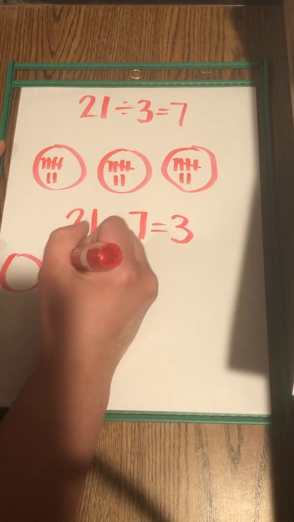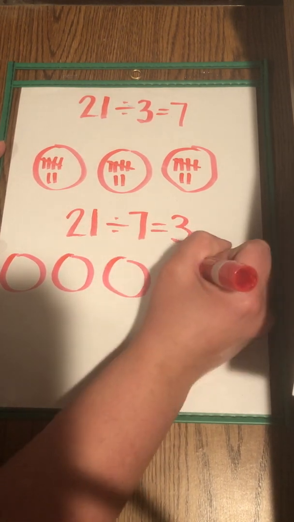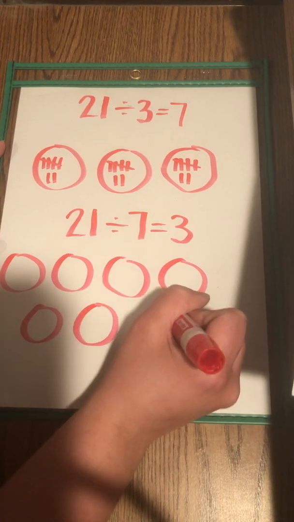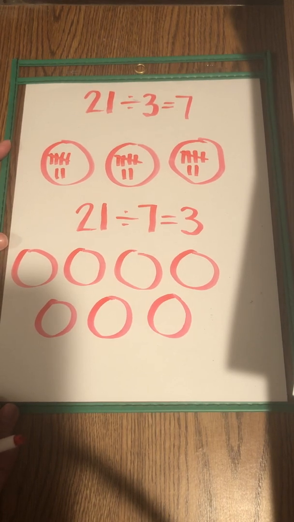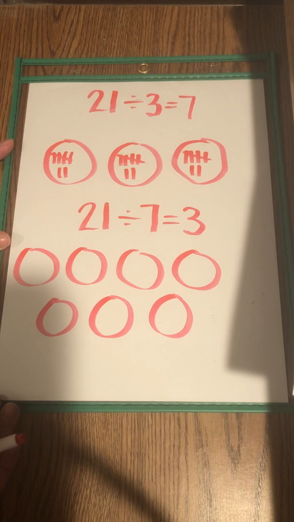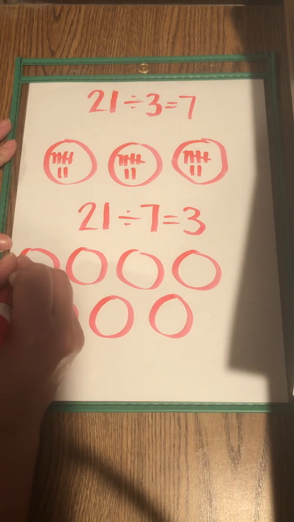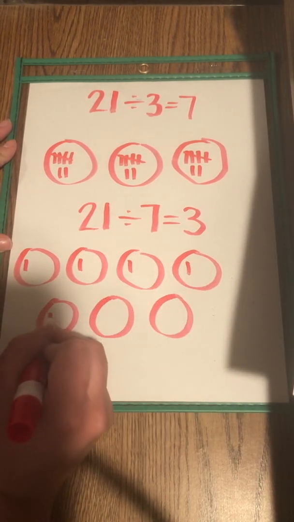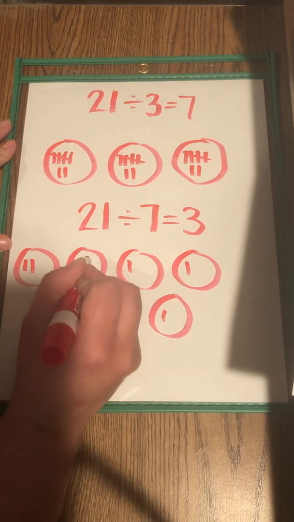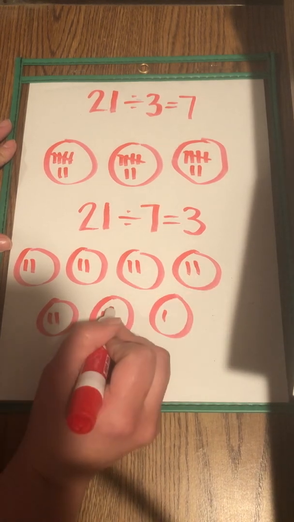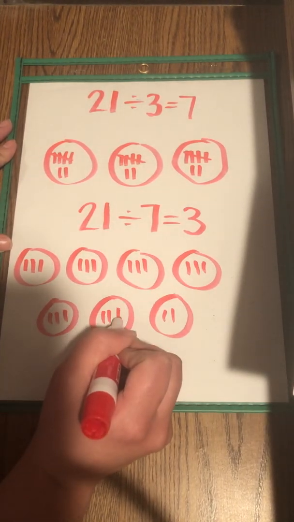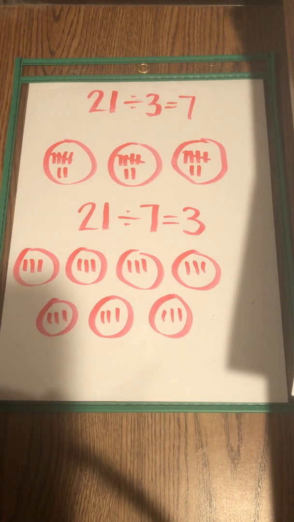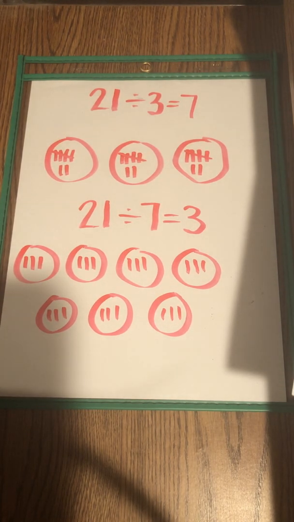So now I'm going to make 7 circles. Okay, so I have my 7 circles. And now I'm going to do the same thing. I'm going to put a line in each one, and we're going to see how many it is until I get to 21 equally. 1, 2, 3, and so on up to 21. Okay, so how many equal pieces are in each group? 3.